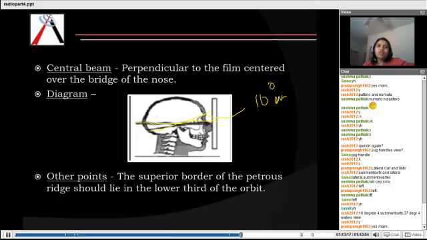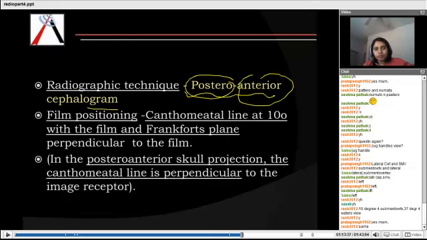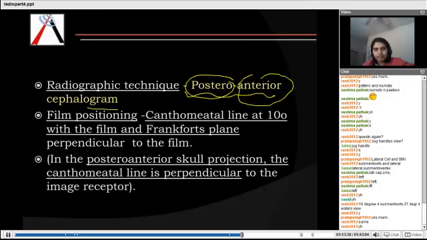Okay, if I asked you what is the relation of the central beam with the Frankfurt's horizontal plane? Yes, it's parallel. It's parallel to the Frankfurt's horizontal plane. Okay, this is about the cephalogram.